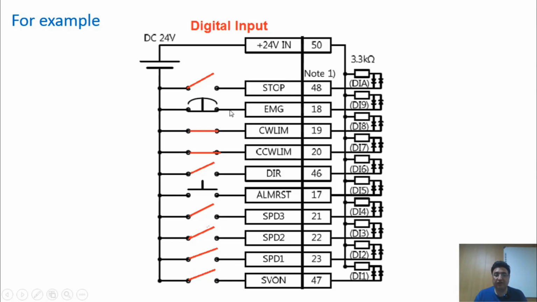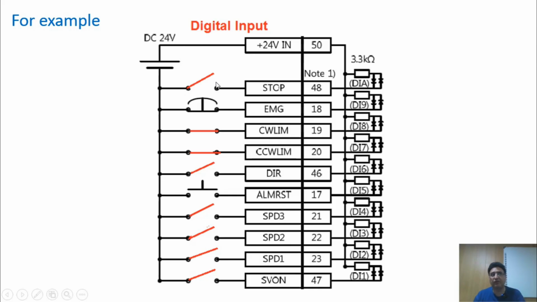For instance, let us suppose we set the logic for terminal 18 as normally closed. In this case, under normal operating conditions, a consistent 24-volt voltage must be continuously connected to this terminal. The moment we disconnect the 24-volt voltage, the emergency stop function that we previously assigned to terminal 18 will be instantly activated.